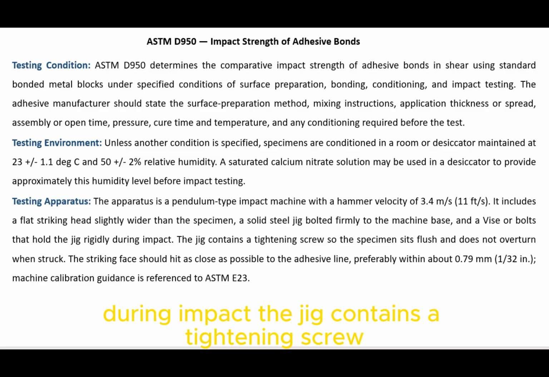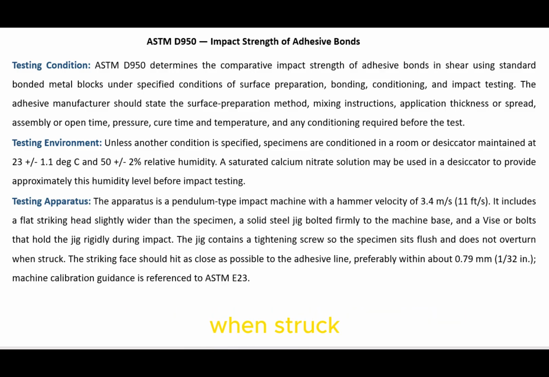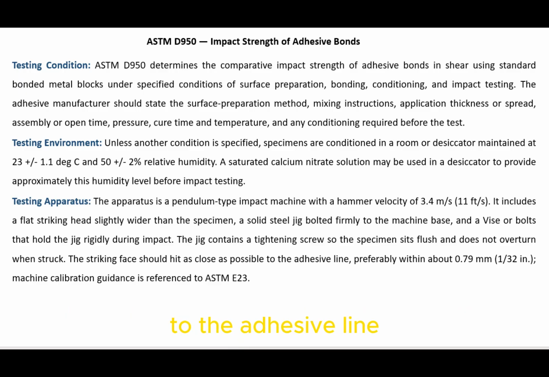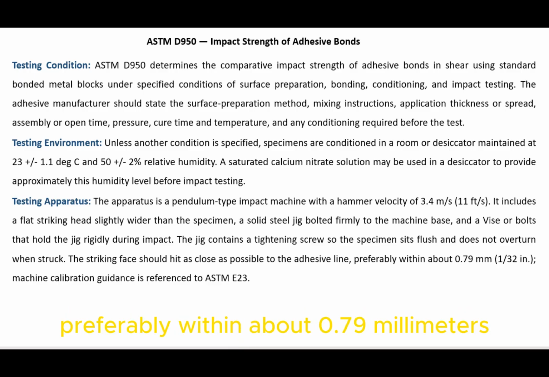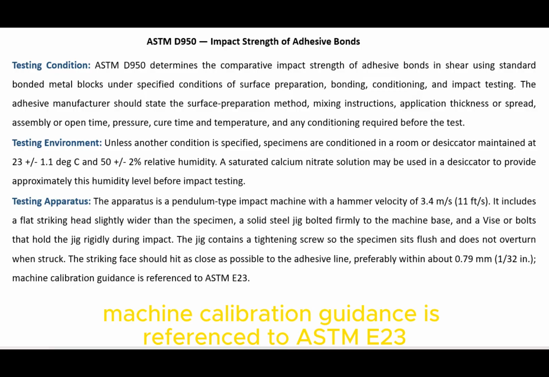The jig contains a tightening screw so the specimen sits flush and does not overturn when struck. The striking face should hit as close as possible to the adhesive line, preferably within about 0.79 mm, 1/32 inch. Machine calibration guidance is referenced to ASTM E23.